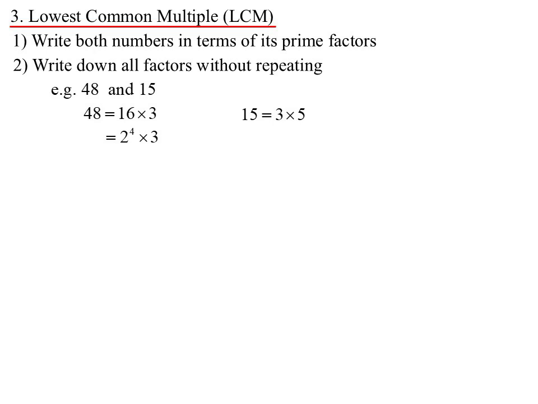And so it's just like, as I say, with the algebra, I'm going, oh, it's not there, I'm going to put it down. So 2 to the power of 4, it's not there, I put it down. 3, it's not there, I put it down. I go to the next number, 3, oh, it's there, so I'm okay. 5, I put it down, and that works out to be 240. So that's the lowest number that both 48 and 15 go into.